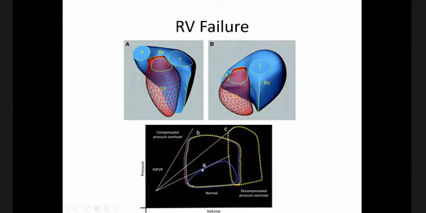So these are the pressure loops. So normally, as you can see, this is the pressure volume loop.